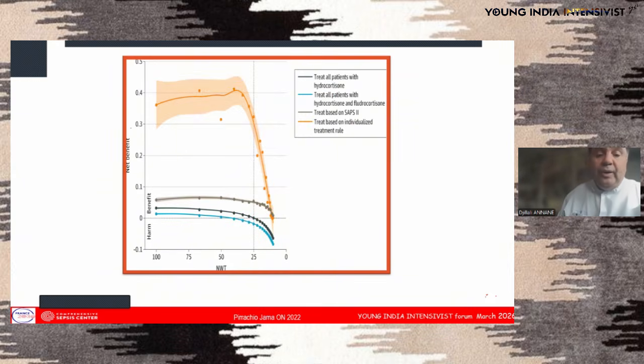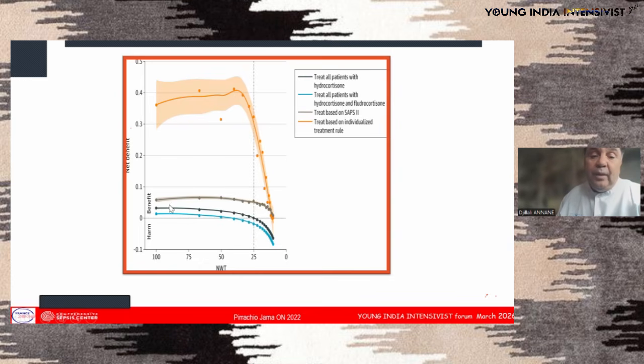With Romain Pirracchio in San Francisco, we looked at using a machine learning technique and building an intelligent algorithm. To make the story short, in that study published in JAMA a couple of years ago, we looked at the net benefit of treatment, and on the x-axis is the number that you wish to treat to get that net benefit. What is important to look at is the point where you get more patients with harm than patients with benefit.